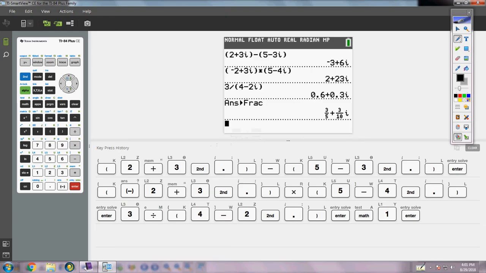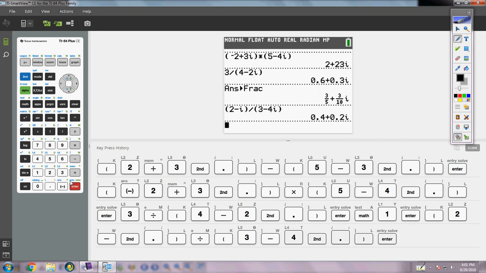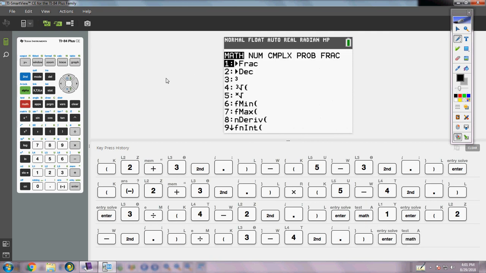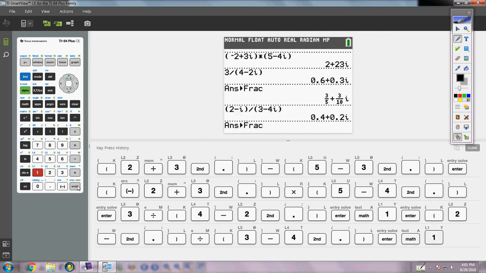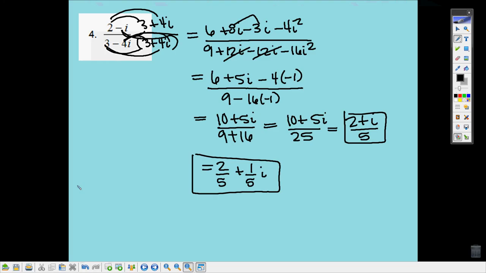Okay, so let's go to the calculator. So again, parentheses are vital. 2 minus i divided by 3 minus 4i. Enter. Again, we get those decimals, not a problem. We go to math, go to number 1, and hit enter. 2/5 plus 1/5 i. Exactly what we got by hand.